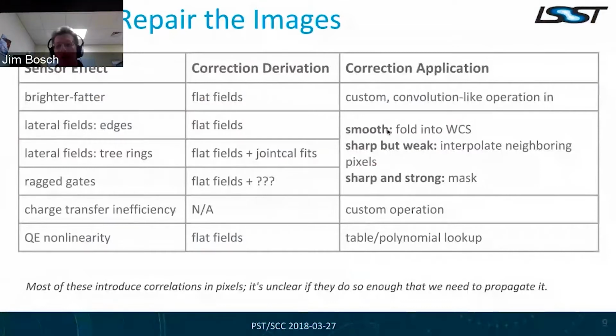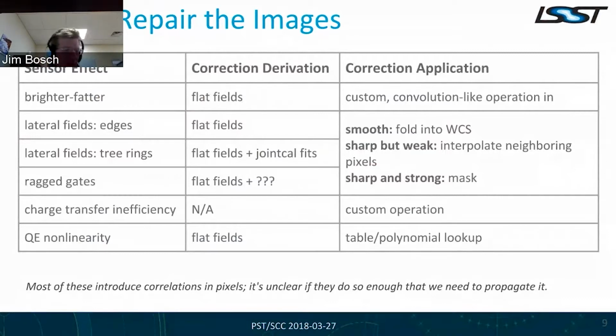because they don't violate that assumption that the WCS is locally linear. If they're sharp but weak, then we can probably interpolate neighboring pixels, not in a super principled way, but because it's already a very small effect, we can do a sort of first order correction and not worry about higher order problems in that correction. If things are both sharp and strong, then we don't have much choice but to mask out the pixels. We probably will have to mask out some pixels around the edges of chips, and perhaps in the middle where we have some edge-like effects between amplifiers, but we don't expect to have to mask too many pixels for this.